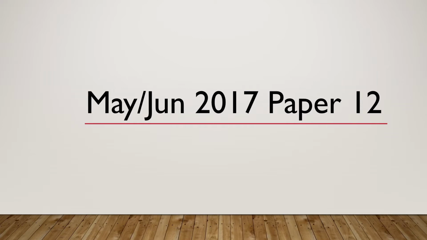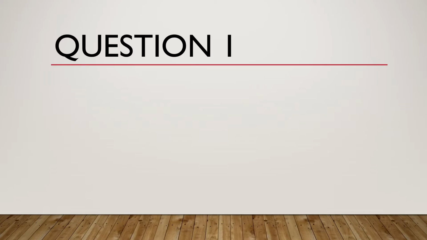Today we are going to look at the correction of the May-June 2017 paper 1-2. So question number one, in this paper we need to name three different buses that are used in the fetch decode execute cycle. So the three buses are the address bus, the control bus, and the data bus.